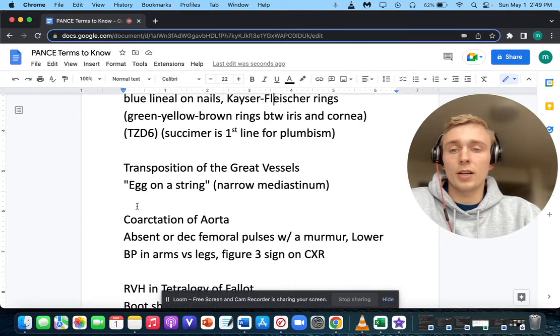So egg on a string appearance, what does that make you think of? So egg on a string appearance, and making it a little bit easier, a narrowed mediastinum in a newborn, let's say. This will be transposition of the great vessels. So transposition of the great vessels, egg on a string, in a narrowed mediastinum.